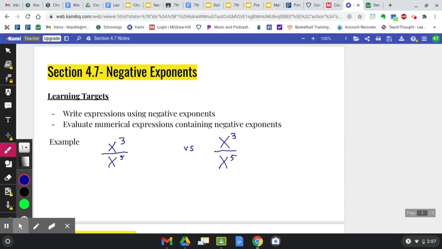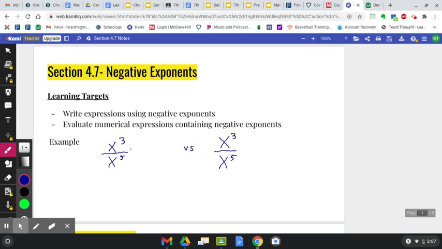All right, today we're going to look at section 4.7, which is investigating negative exponents. So after today, we should be able to write expressions using negative exponents or turn negative exponents into positive and write it as a positive exponent. We'll also be able to evaluate numerical expressions containing negative exponents.